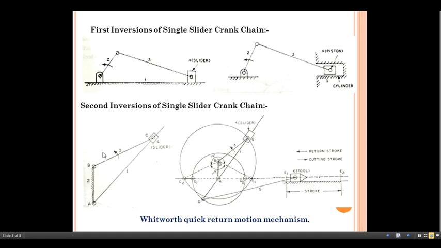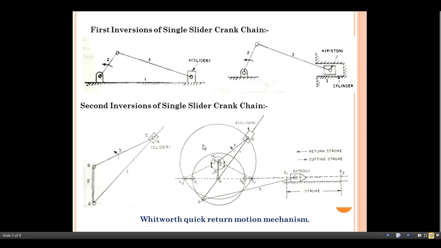So link number 3 along with the slider at its end becomes a crank. Hence link number 3 along with slider 4 rotates about this point B. By doing so, link number 1, which is here, rotates about A along with the slider 4, which reciprocates on link number 1. This inversion is used in Whitworth's quick return motion mechanism as well as in rotary engine.